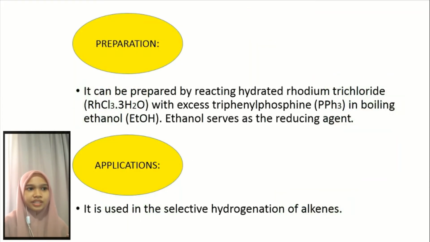The next slide is how we prepare the Wilkinson catalyst. Wilkinson catalyst can be prepared by reacting hydrated rhodium trichloride with excess triphenylphosphine in boiling ethanol. The ethanol serves as the reducing agent. The application of this Wilkinson catalyst is in the selective hydrogenation of alkenes. I will show an example of the hydrogenation of alkene in the next slide.